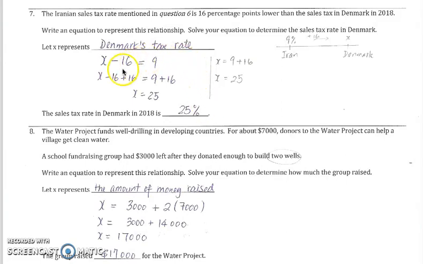Is the stuff in blue the only way to do this question? Absolutely not, because you could have done it by adding 9 to 16. That's equally okay.